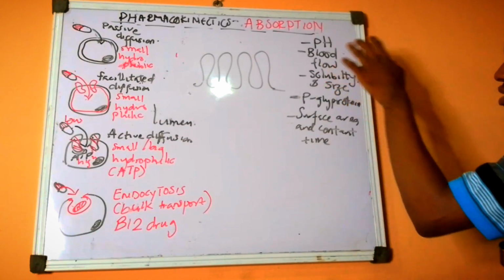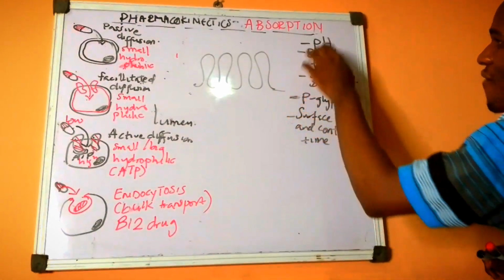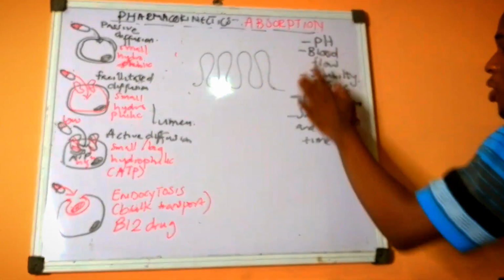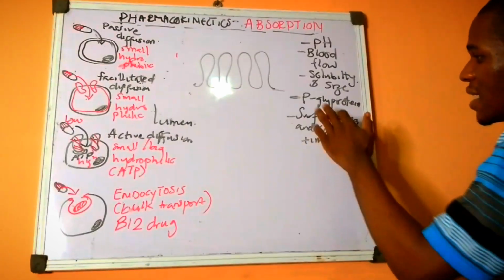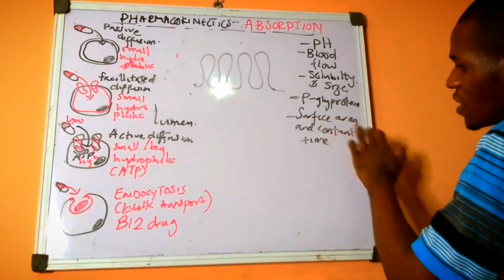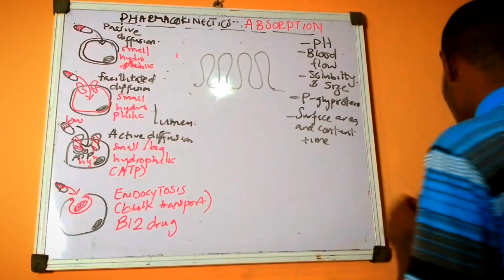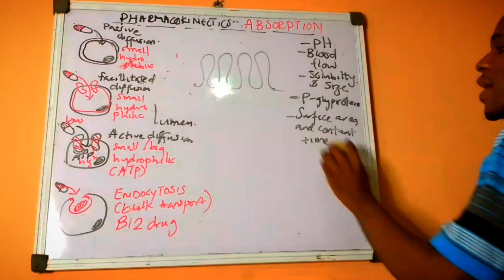So these are just some of the important factors that affect the absorption of drug. We have pH, blood flow, solubility and size, the P glycoprotein, the surface area, and contact time. That is all, and I hope you learned something.